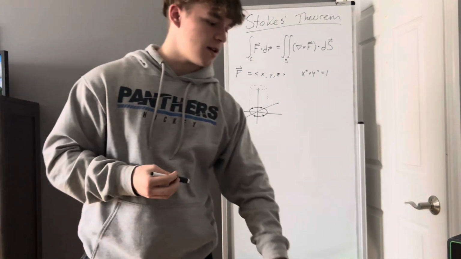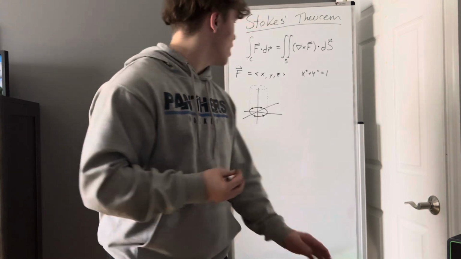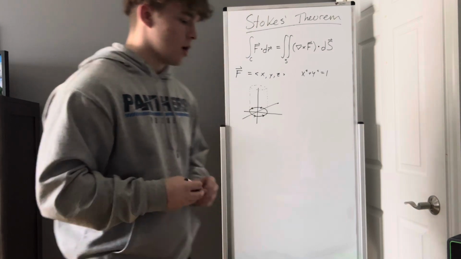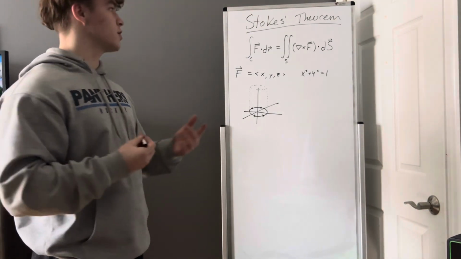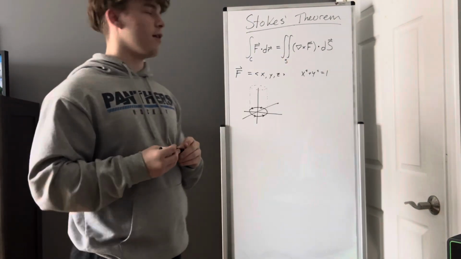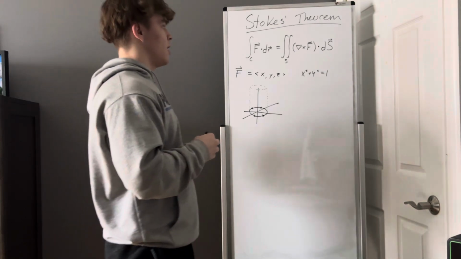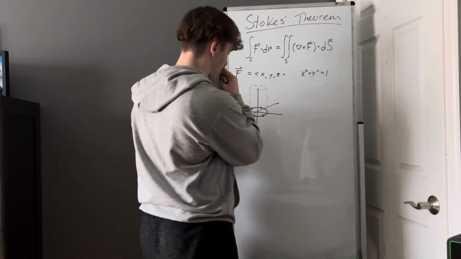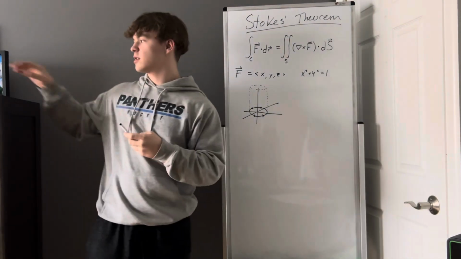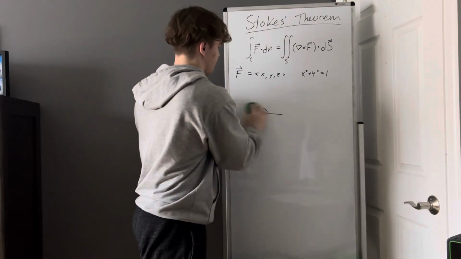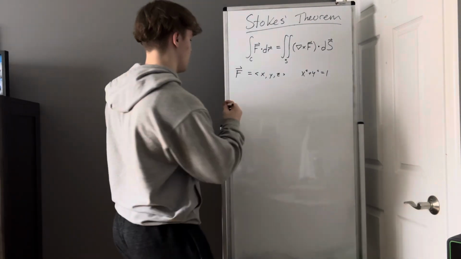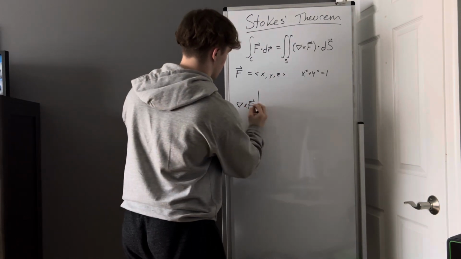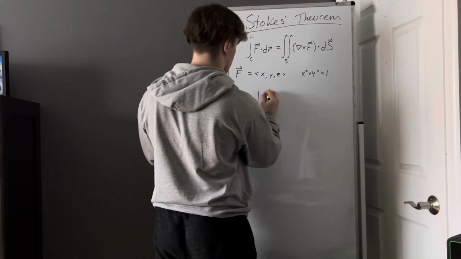Okay, let's figure out what this line integral is now. So, first what we will have to do is find the curl of our vector field. Let's jump right into it. I'm actually going to erase this sketch just so we have a bit more space. The curl of our vector field is equal to the determinant of this matrix.